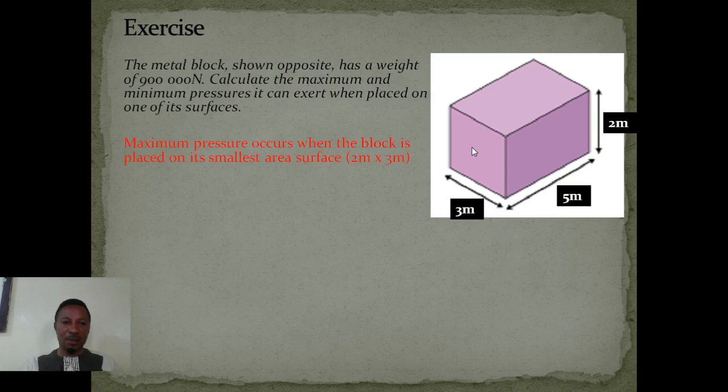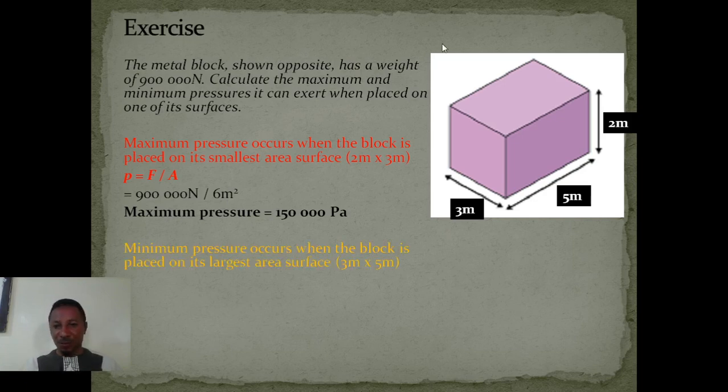Okay, now let's see the working. Maximum pressure is when the block is placed on the smallest area, which is 2 by 3. So we use the formula pressure equals force over area, and then substitute our values. Make sure you substitute your values in the right place. The force should be at the top and the area below. Then you can use your calculator or solve it by heart, and then write your answer. This is in Pascal. You can also leave it in Newton per meter squared.